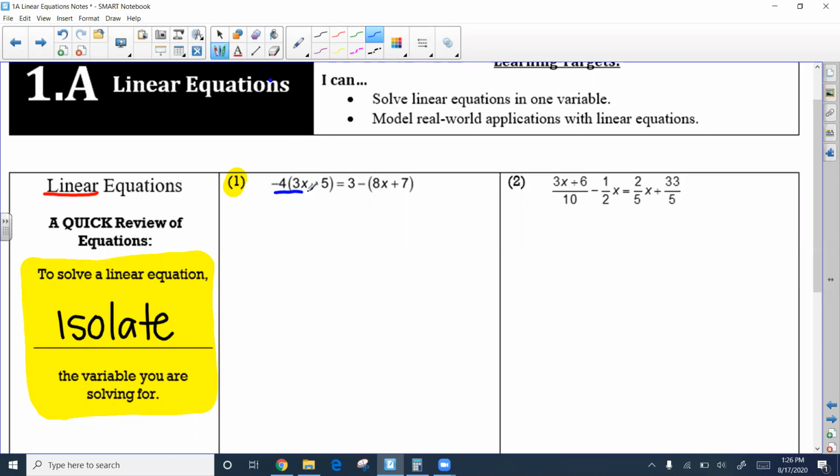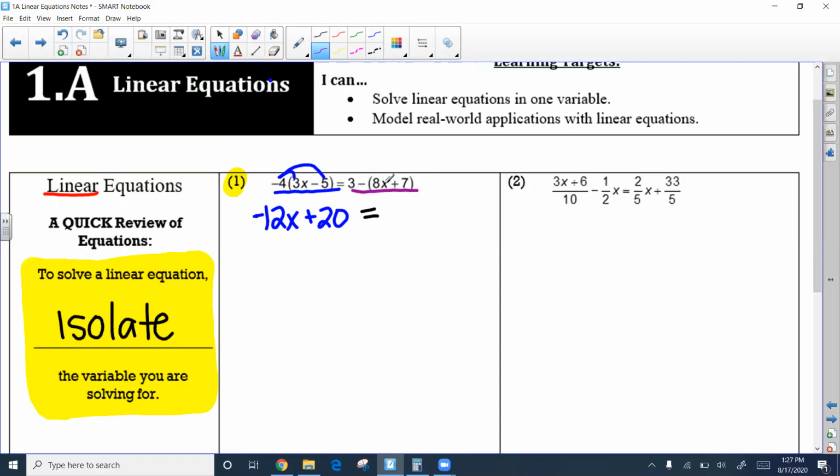So on the left side, I can simplify by just distributing that -4, or multiplying both of these things by -4. So -4 times 3x, that's going to give me -12x. And -4 times -5 is going to give me +20. So that's the left side. Then I've got an equal sign in the middle. Now I need to simplify the right side.